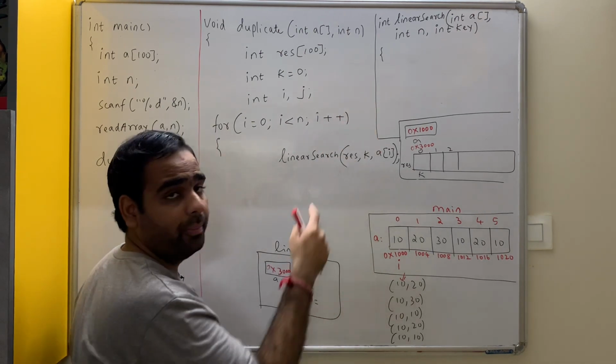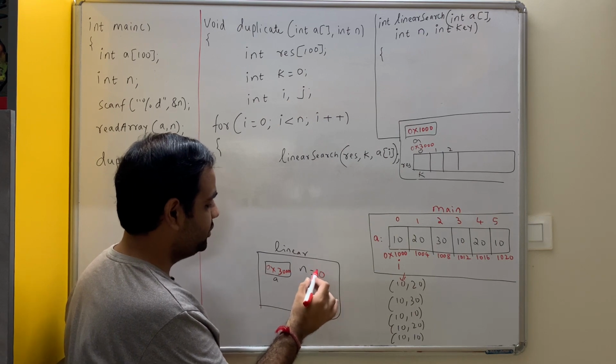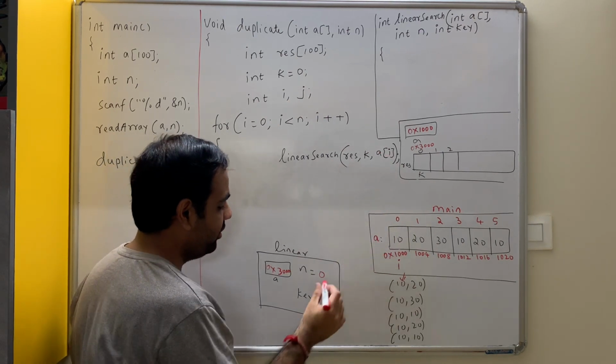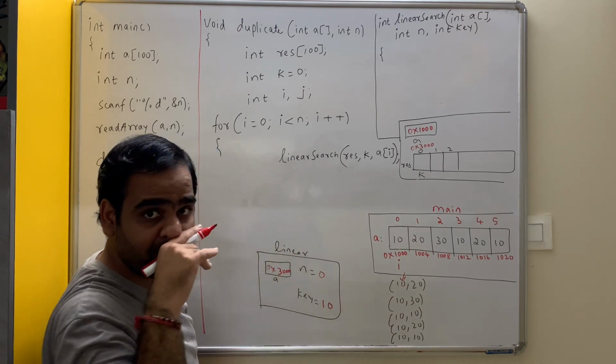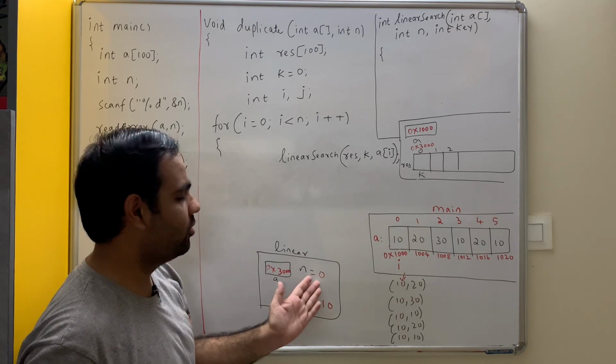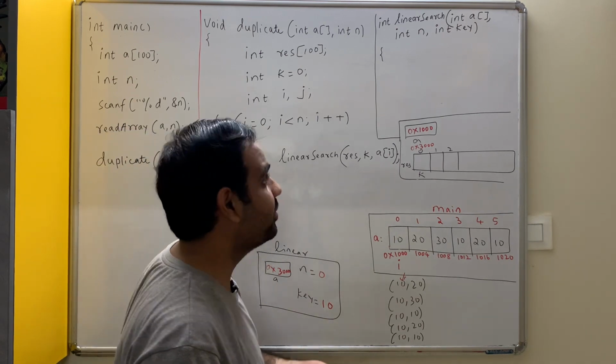Now k will be copied to n. What is the value of k? It is 0. And next a of I will be copied to key. And what is a of I? A of I is 10. 10 is copied to key. I need to search in this array, is 10 present or not. There are 0 elements. Of course 10 is not present, but still let it be.